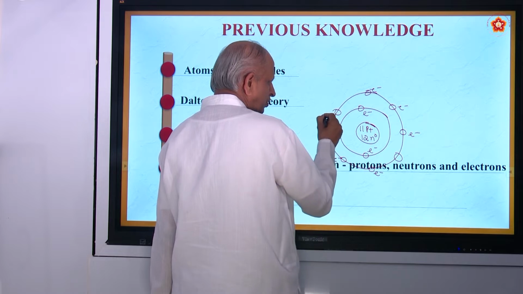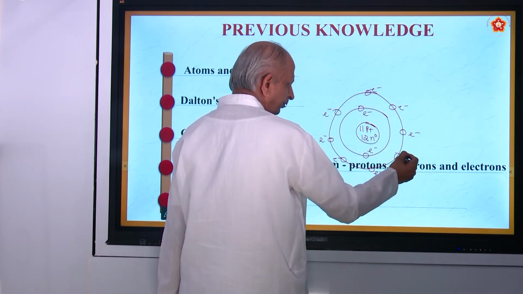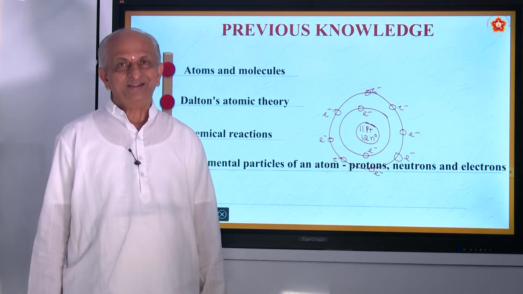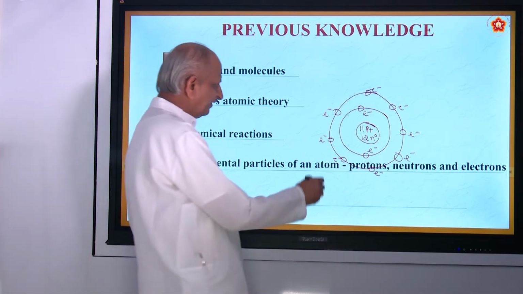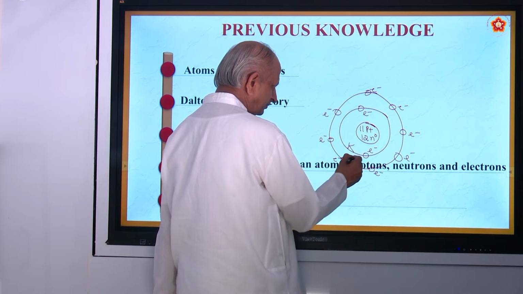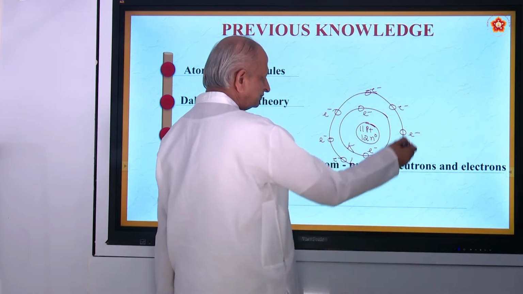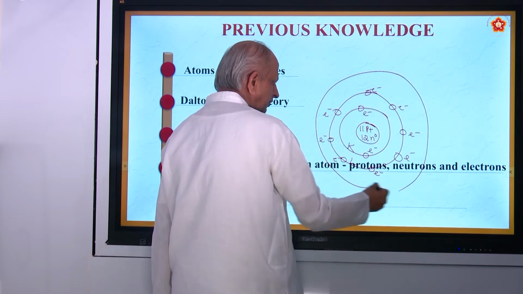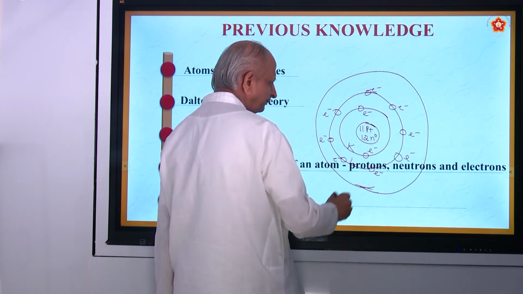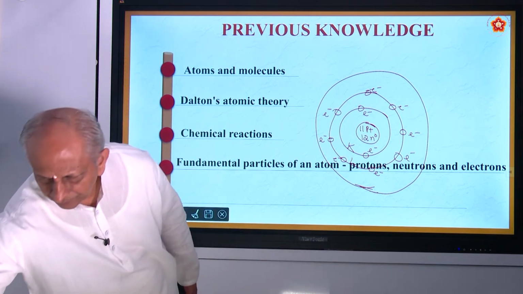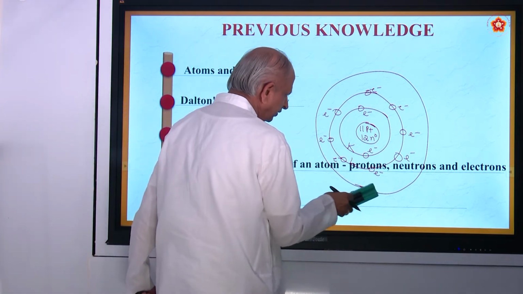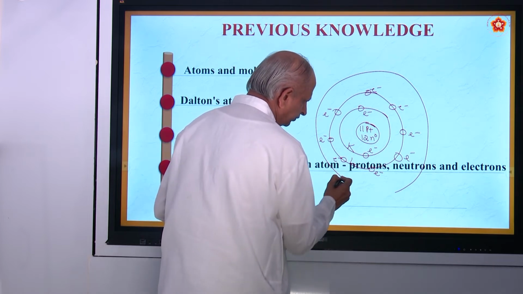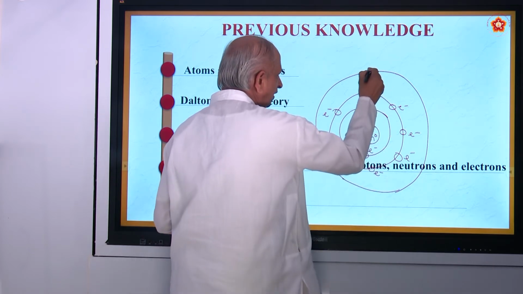What do they do? Electrons will be going round the nucleus. These are called shells, also called energy levels. This is called K shell, this is called L shell, and here you have the third orbit, which we call M shell. Third orbit refers to M shell. In this case you have only one electron.